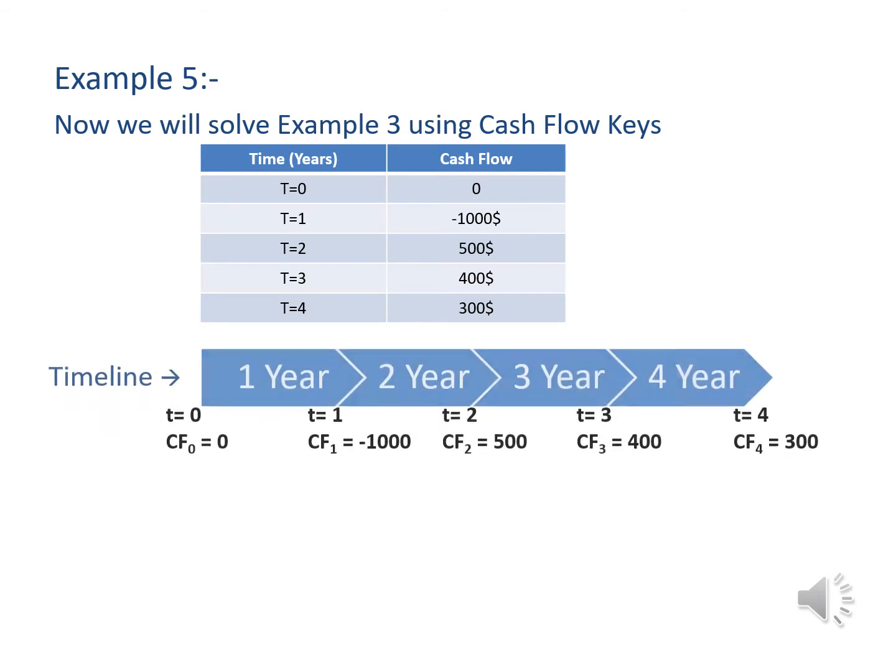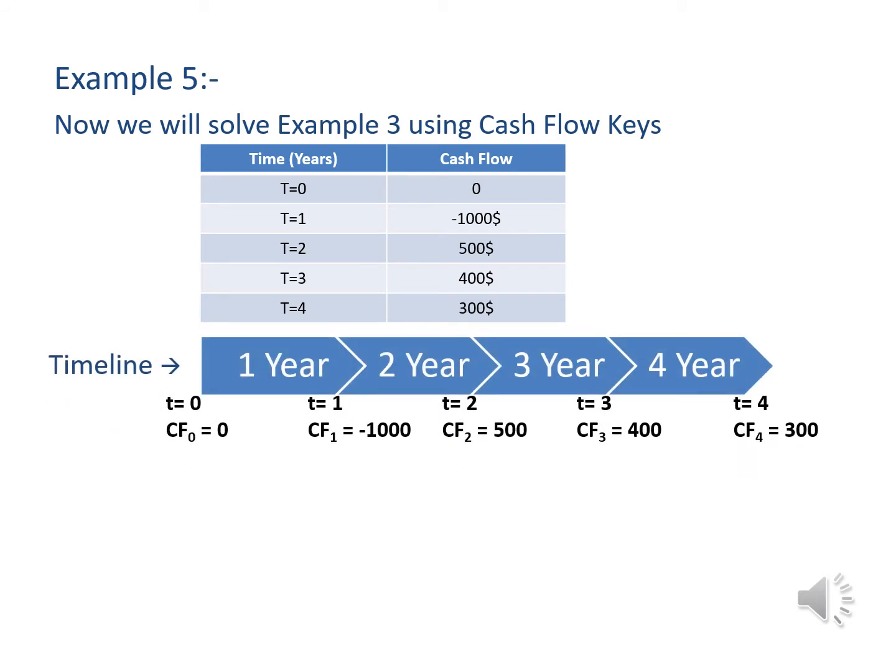Example 5. Now, we will solve example 3 again. But this time, we will use the cash flow keys on the BA2 Plus calculator. The uneven cash flow stream is shown in the picture below. The rate of interest is 10%. Let's draw a timeline.